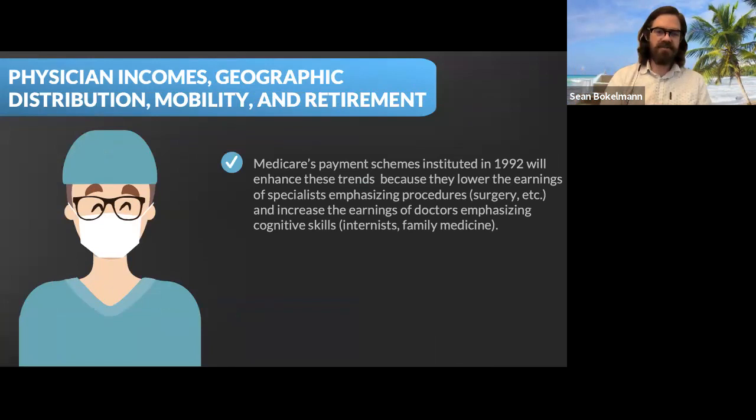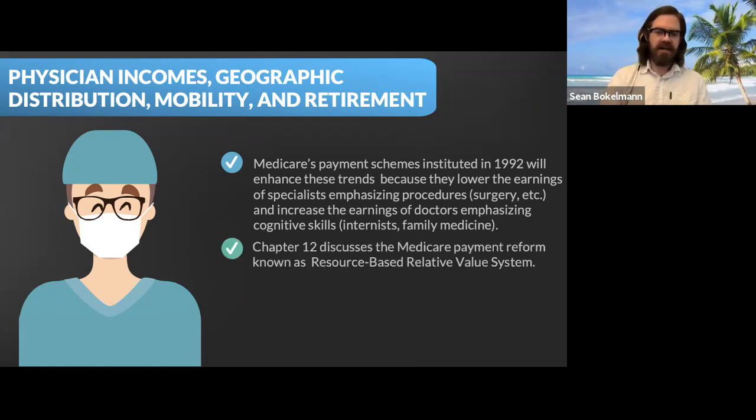Something else that happened was that Medicare's payment schemes that were instituted in 1992 are going to enhance these trends, because they lower the earnings of specialists, emphasizing procedures such as surgery, et cetera, and they increase the earnings of doctors that emphasize cognitive skills, such as internists or those who practice family medicine. We're going to look at this in the next chapter when we look at the Medicare payment reform known as the resource-based relative value system.